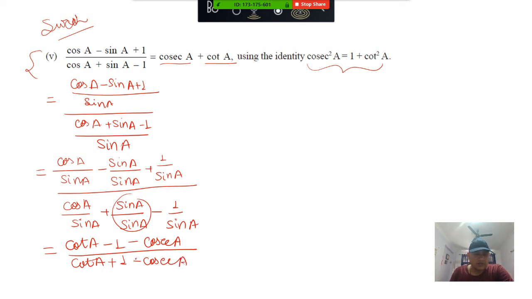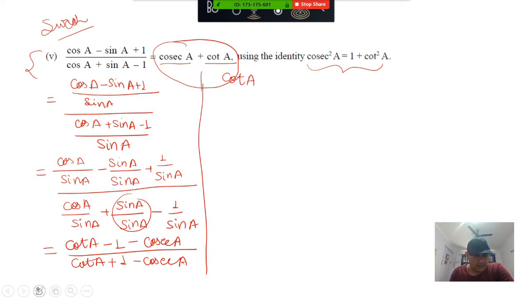Correct? So that's what we get, but there is still no glimpse of our right hand side, which is cosec A plus cot A. Correct? You are with me? We don't have any idea how to reach this cosec A plus cot A exactly. We don't have this term, so what we will do is multiply and divide by this term, cosec A plus cot A. Okay, let's multiply and divide with this term. Let me take another color here.